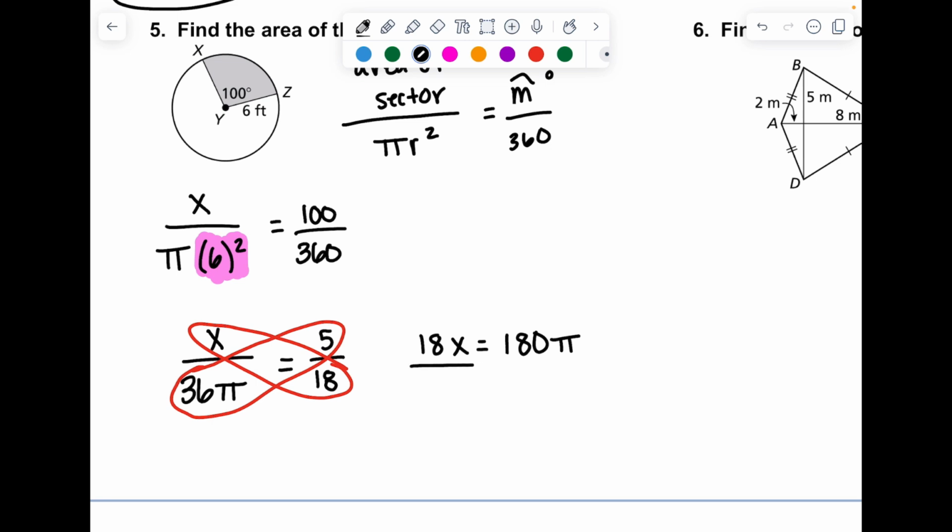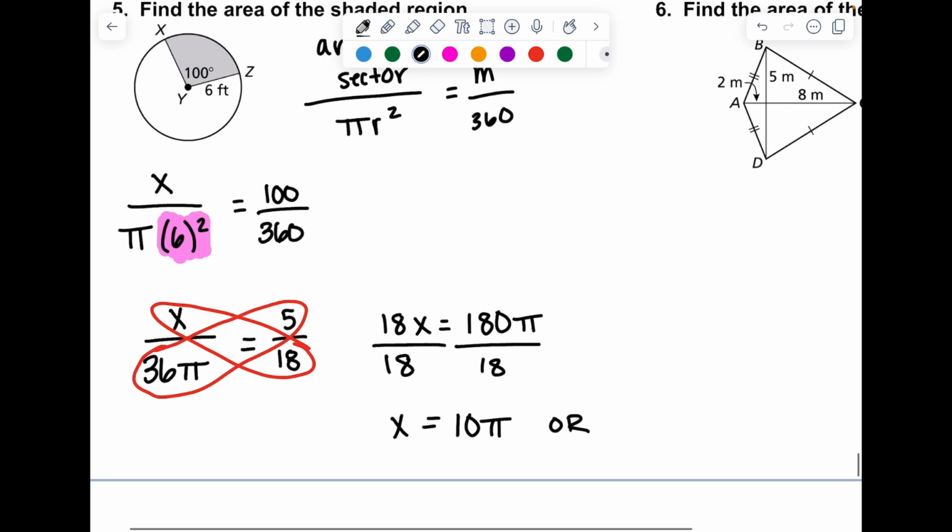And then our last step is to get x all by itself, divide by 18. So you're left with x equals 10 pi, or 10 pi as a decimal ends up being 31.4.